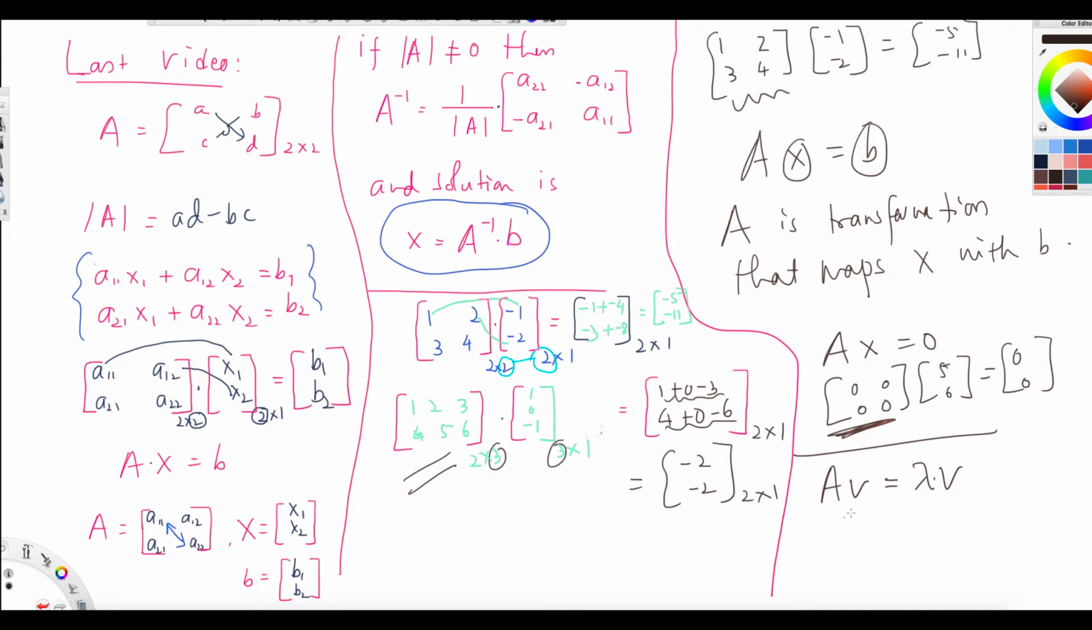So in this case, we call V an eigenvector of matrix A, and lambda is called an eigenvalue of matrix A, okay? So I am giving you the definition of eigenvalue and eigenvector first.